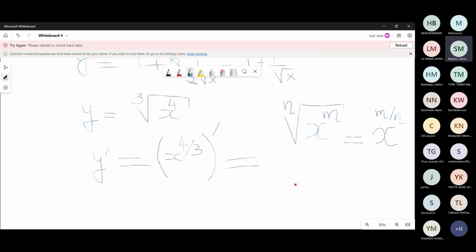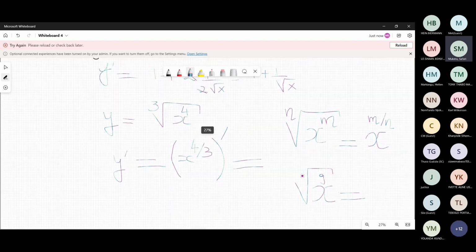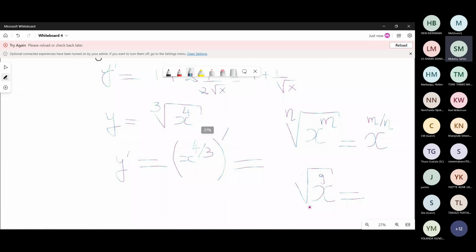Remember the same thing: if we have the square root of, for instance, x to the power 9. What is this? You should remember that if there's no number there, it's like they put 2. If nothing is there, this is the square root. Square root means 2 here. Is it going to be x to the power of 9 over 2? Yes, always, 9 over 2.